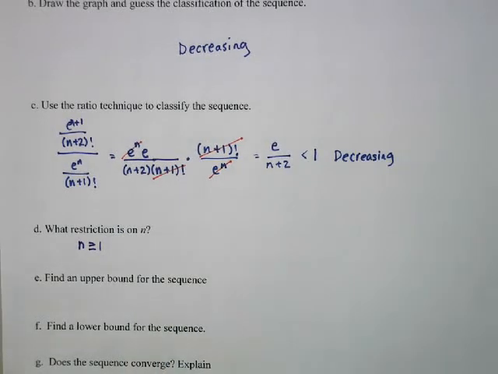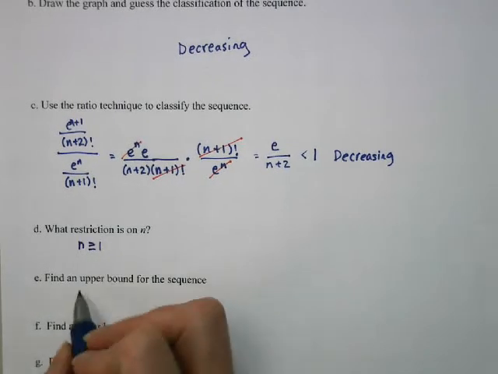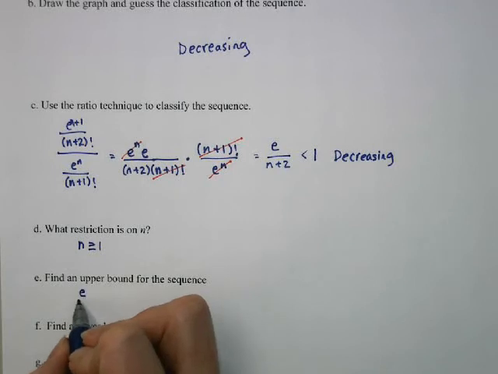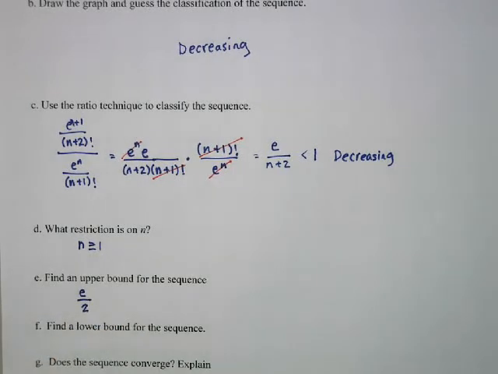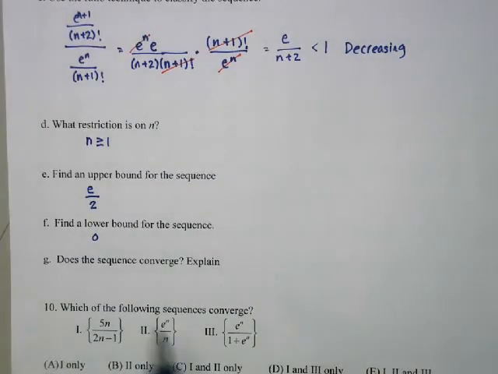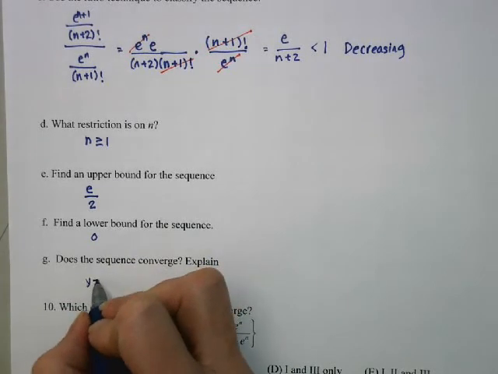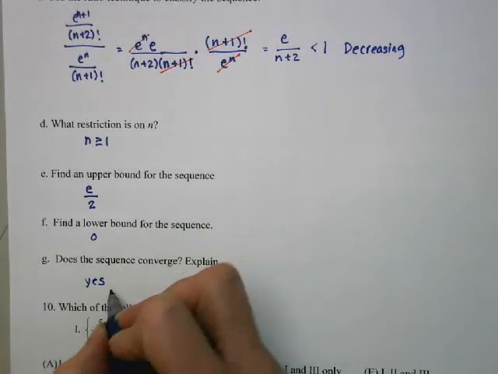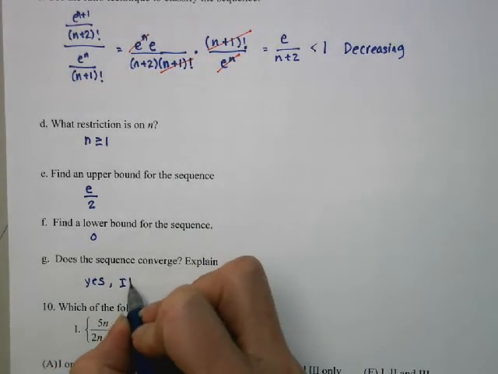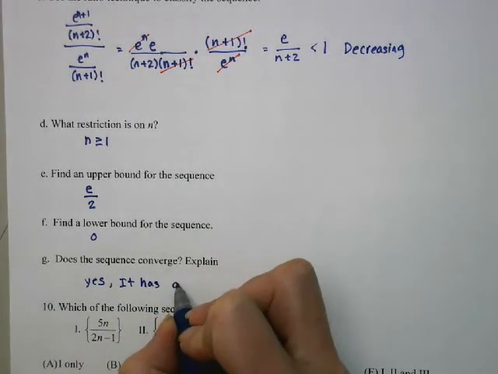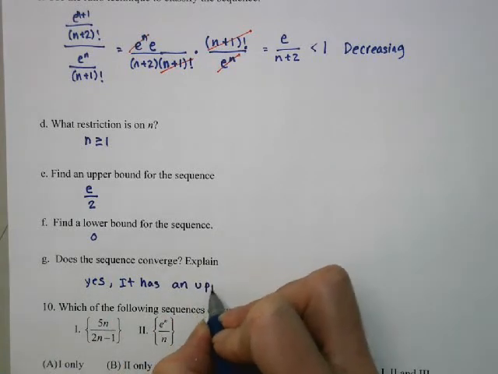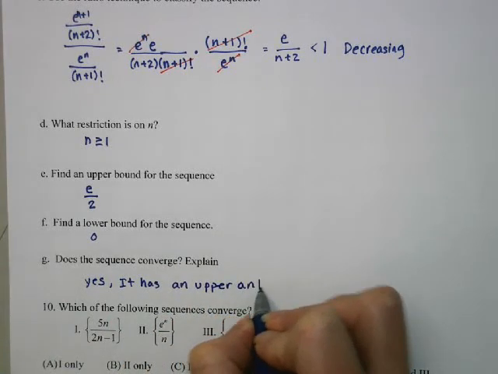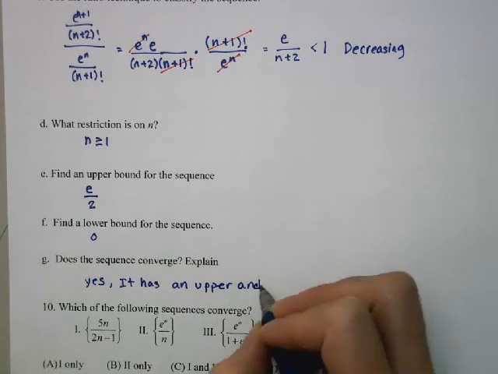The upper bound, the biggest the term was, and we can get this from the graph, was that first one with e over 2. And our lower bound is 0. It's never going to get less than 0. Okay, so does the sequence converge? Yes, because it has an upper limit and a lower limit. Or you could just say it has a limit.